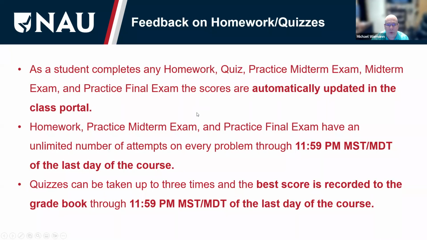Just like the previous 4 weeks, as you complete assignments, those scores will be updated automatically inside the class portal gradebook. For homework assignments, practice midterm and practice final, those are unlimited attempts. It's practice until mastery. You can do those problems an unlimited amount of times through the very last day of class. That's Sunday at 11:59 p.m. Mountain Time. Quizzes can be taken up to 3 times, and best scores are recorded inside of the grade book.